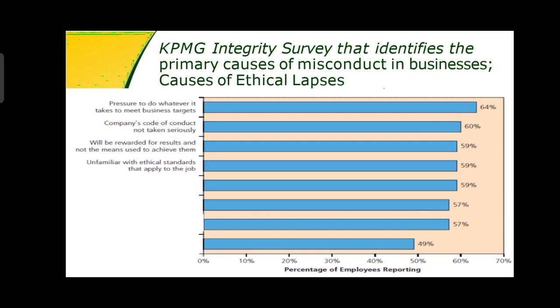And then unfamiliar with the ethical standards that apply to the job. So that's why in organizations, it's really necessary that you let your subordinates know your mission and vision, your core values. So, for our university, what is again our core values? First is RITE: Relevance, Integrity, Truth, and Excellence.